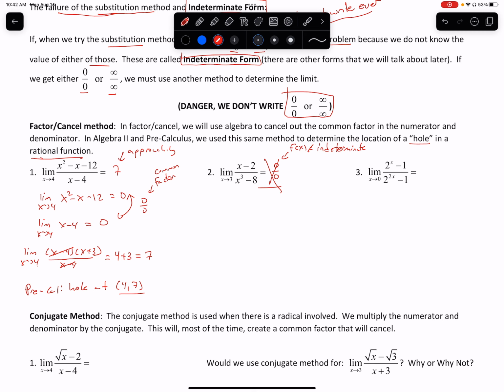So what's the correct way to do it? You have to show some work. And we're going to be doing this a lot this year. So we just want to get this out.